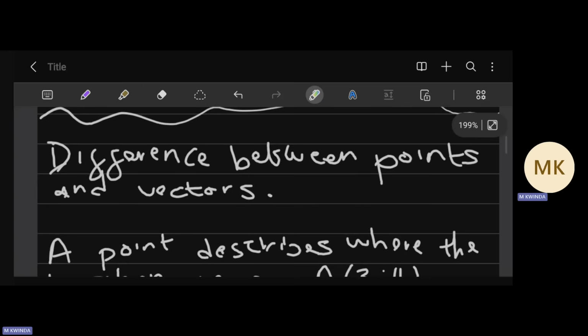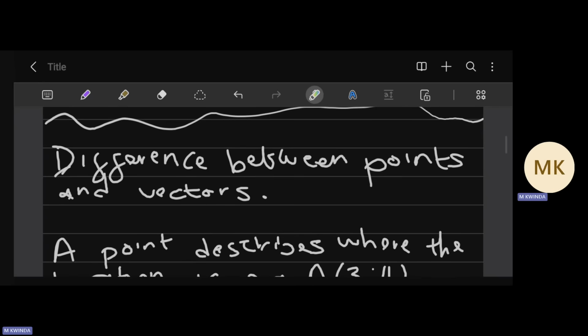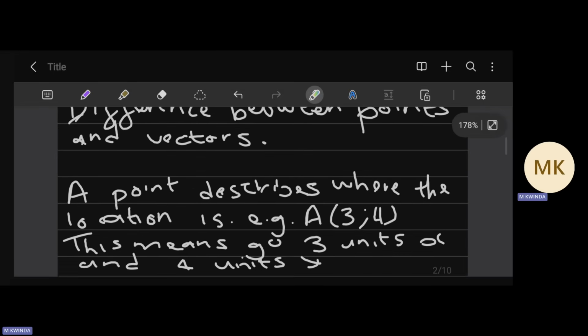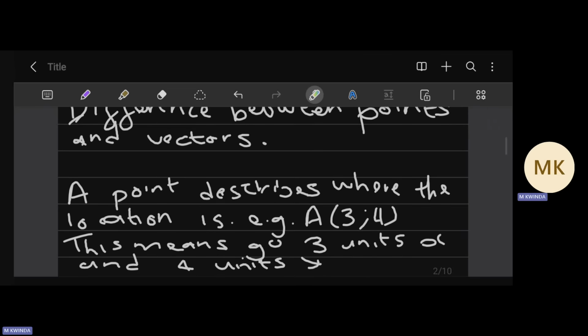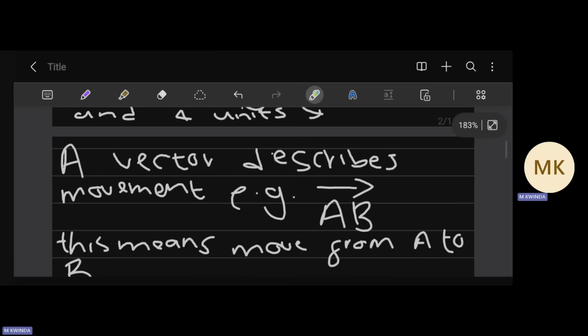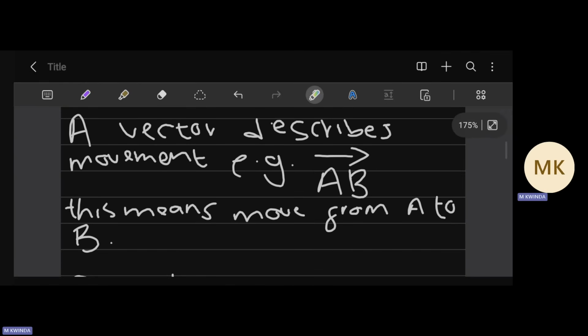So now we're going to talk about the difference between points and vectors, which is quite a big misconception when you come to linear algebra, because they are quite the same, right? But also different. A point basically describes where the location is. For example, if you have that, this means go 3 units x and 4 units y, right? And then a vector basically describes the movement instead of where the location is, right? So if you have this vector AB, this would mean go from A to B, right?